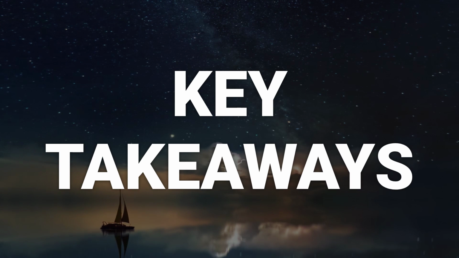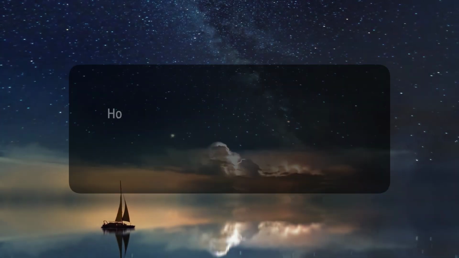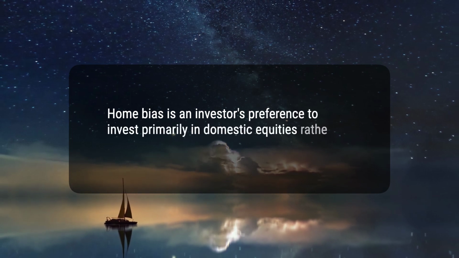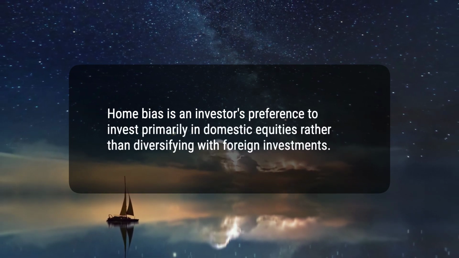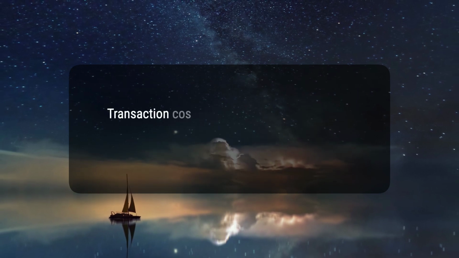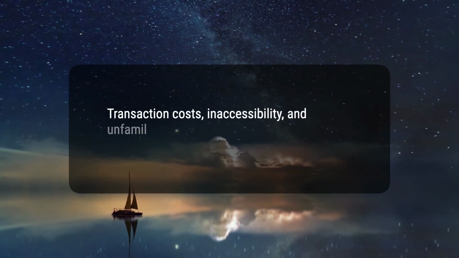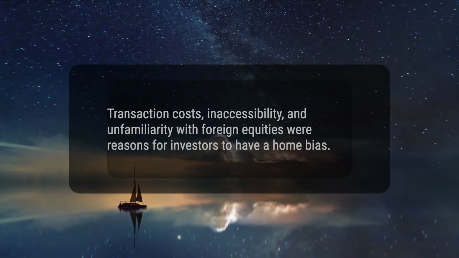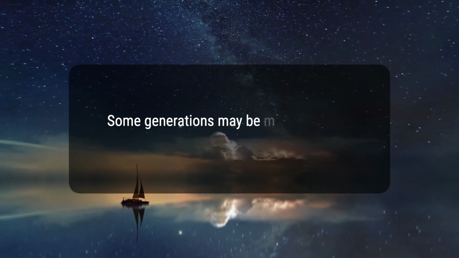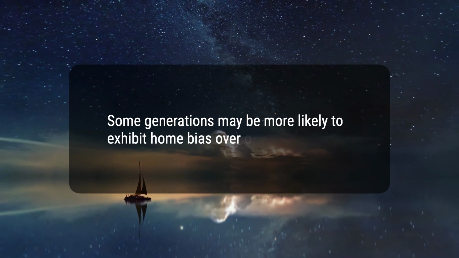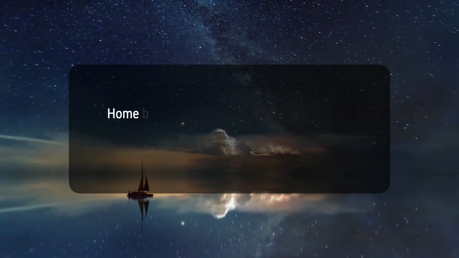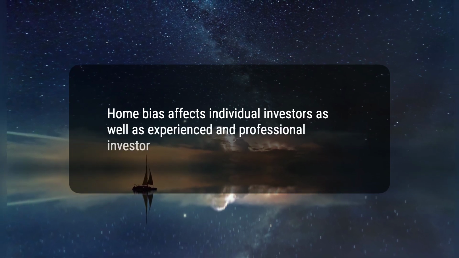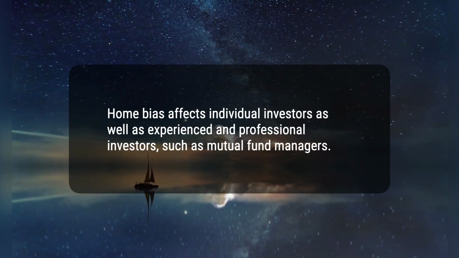Here are 5 key takeaways. 1. Home bias is an investor's preference to invest primarily in domestic equities rather than diversifying with foreign investments. 2. Transaction costs, inaccessibility, and unfamiliarity with foreign equities were reasons for investors to have a home bias. 3. Some generations may be more likely to exhibit home bias over others. 4. Home bias affects individual investors as well as experienced and professional investors, such as mutual fund managers.